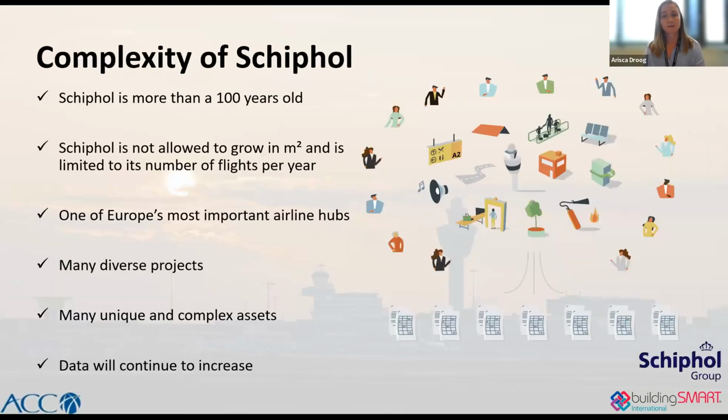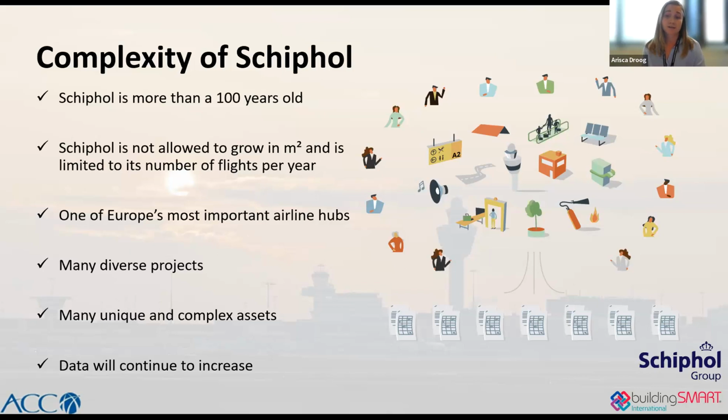Next slide. So before diving into all the technical details of Schiphol's information management strategy, I would like to start by giving you some facts about Schiphol Airport, which is located just outside of Amsterdam in the Netherlands. To start, Schiphol Airport is more than 100 years old, so you can imagine the amount of data that we currently have, but also the amount of data that is currently missing, making it a big challenge to manage all of our data. At the same time, Schiphol is not allowed to grow in square meters, and it is limited to its number of flights per year. As many of you might know, Holland is a pretty small country, so we do have some limitations with growing. So we need to start working more efficiently with our data.